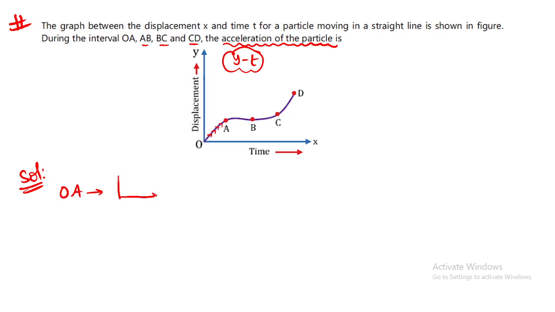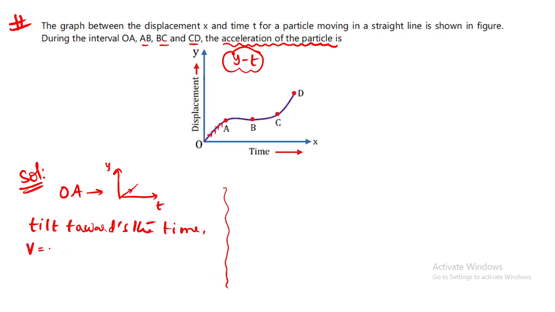This is time, this is displacement, and the graph is tilting towards the time. Then its velocity is decreasing. Yes or no? So what happens, it tilts towards the time. I cannot say velocity, but I can say acceleration. I am talking about acceleration now.